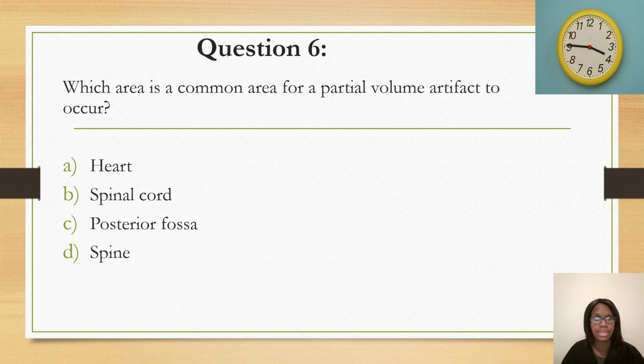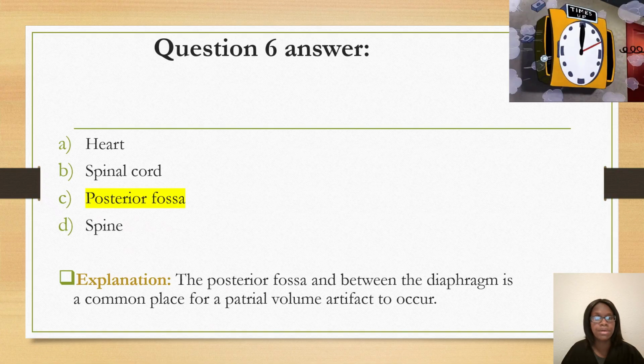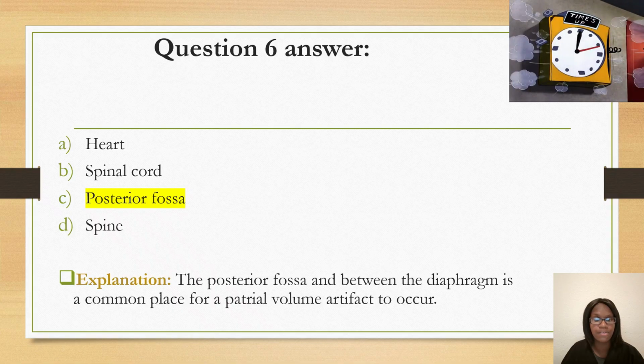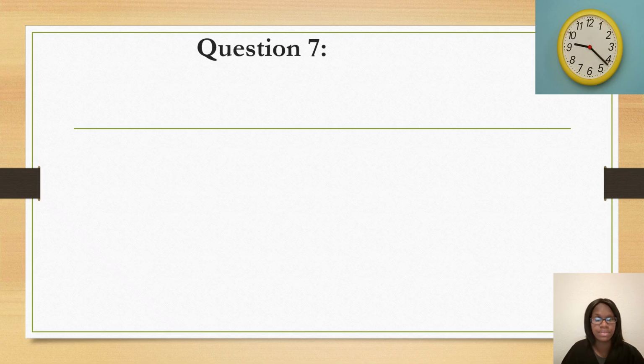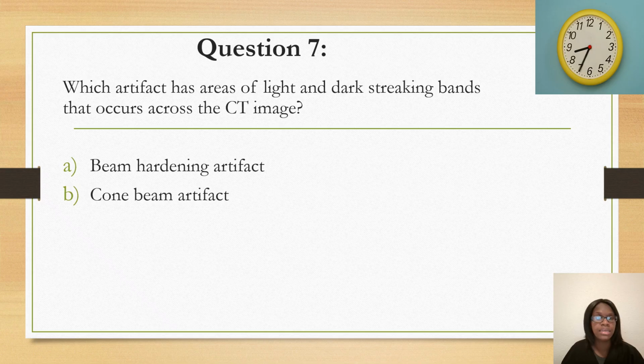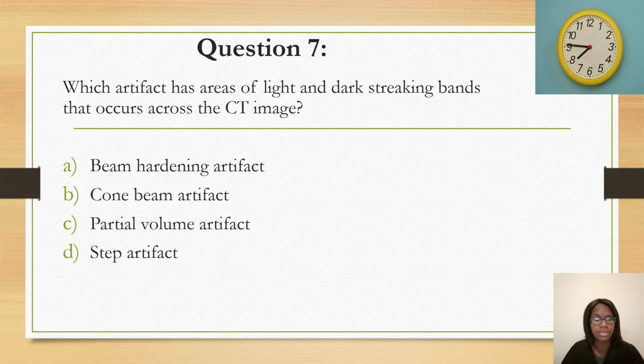All right, the correct answer is C. Posterior fossa. The posterior fossa and between the diaphragm is a common place for a partial volume artifact to occur. Question 7. Which artifact has areas of light and dark streaking bands that occurs across the CT image? A. Beam hardening artifact. B. Cone beam artifact. C. Partial volume artifact. D. Step artifact.